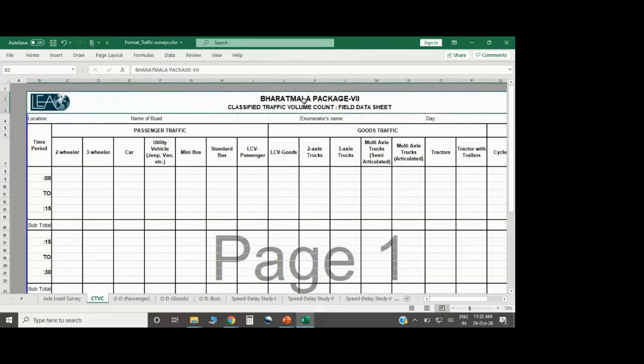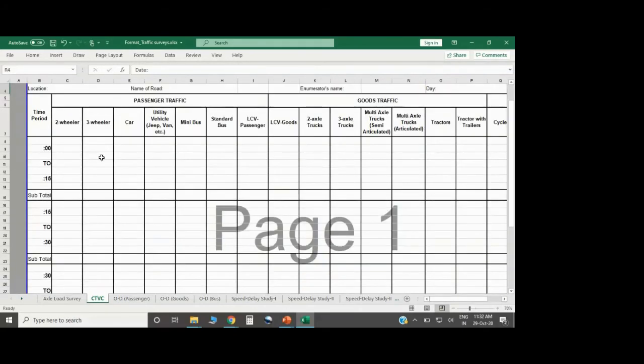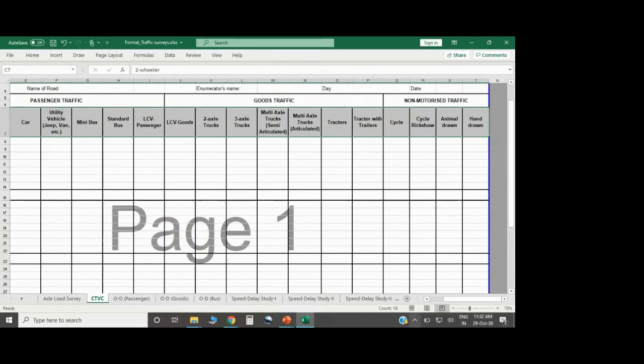Now ignore the title, it's of a different project, but the same format we had used for that Satna Shankargarh road. So the first things, obviously, are the location, name of the road, and the important thing, the day and date, because you are doing this survey for 7 days and 24 hours. So you'll need that. And then if you see, the categories of vehicles are given. And if I just count it, there are 18 categories, 18.